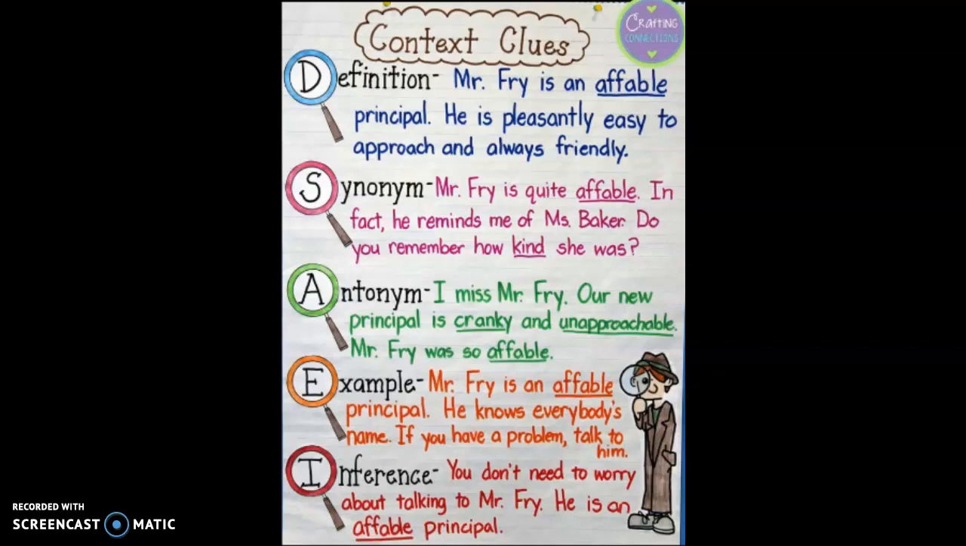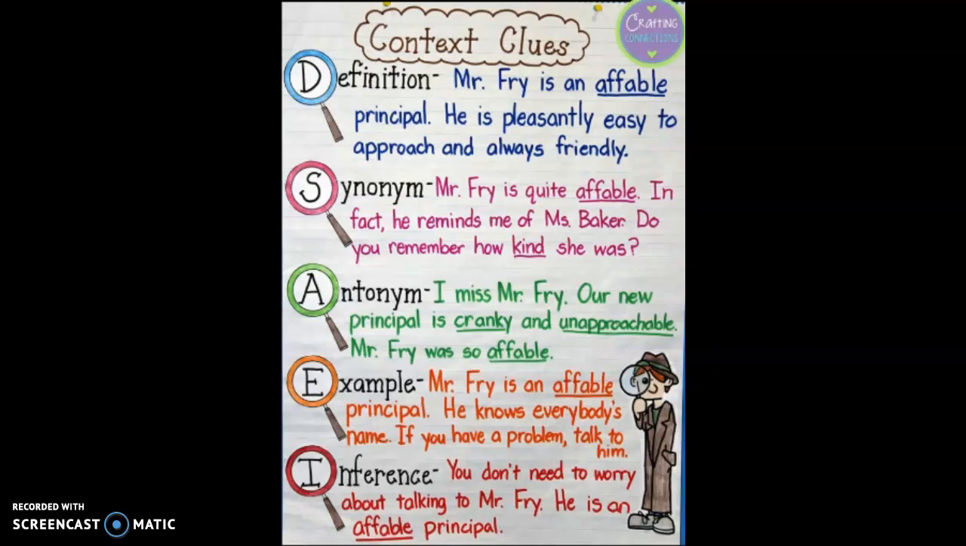An antonym is the opposite of what your unknown word means. So I miss Mr. Fry. Our new principal is cranky and unapproachable. Mr. Fry was so affable. So here our opposite words are cranky and affable, and also unapproachable and affable.